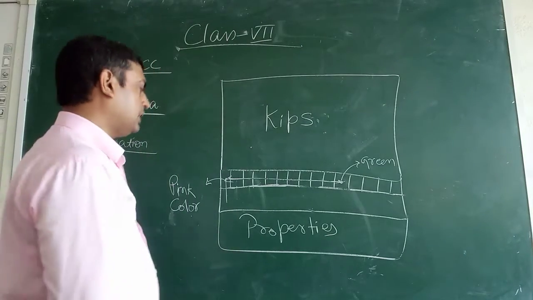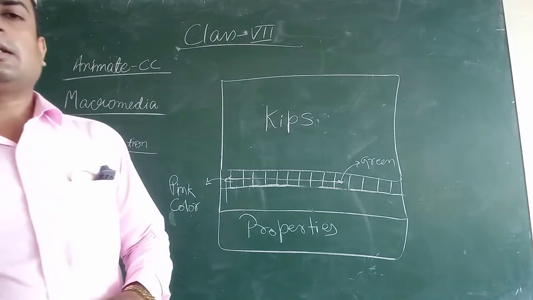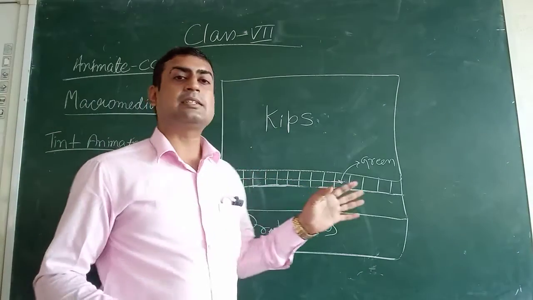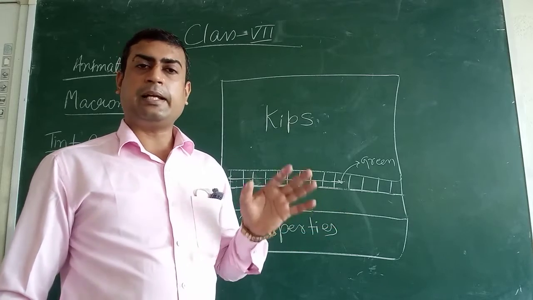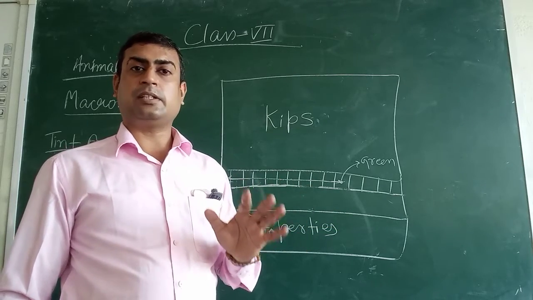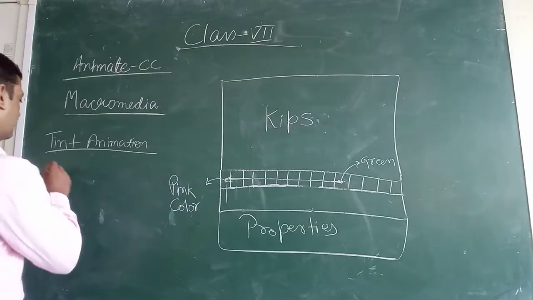Now in shape tweening, what you have to do, and one more thing, you have to save it as a symbol also. If you do not save the picture as a symbol, applying the tint tweening will be difficult. So you have to set the pictures and save the picture also.